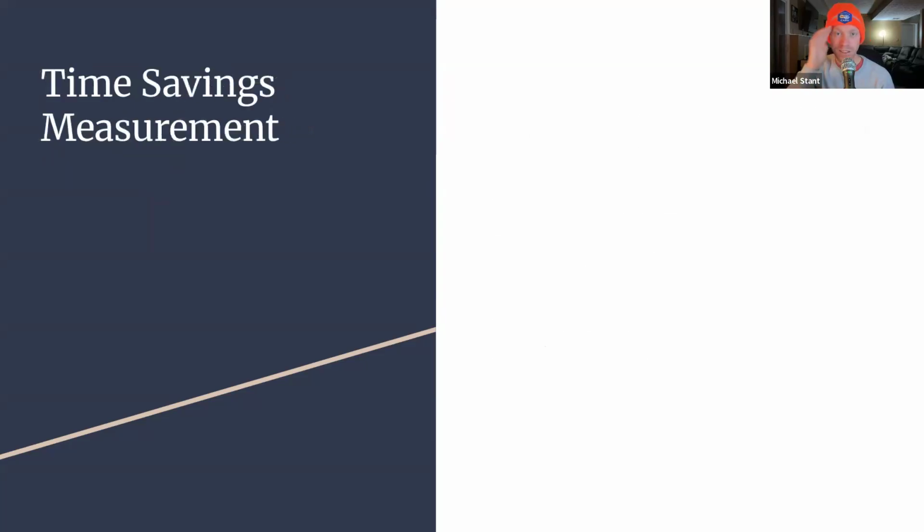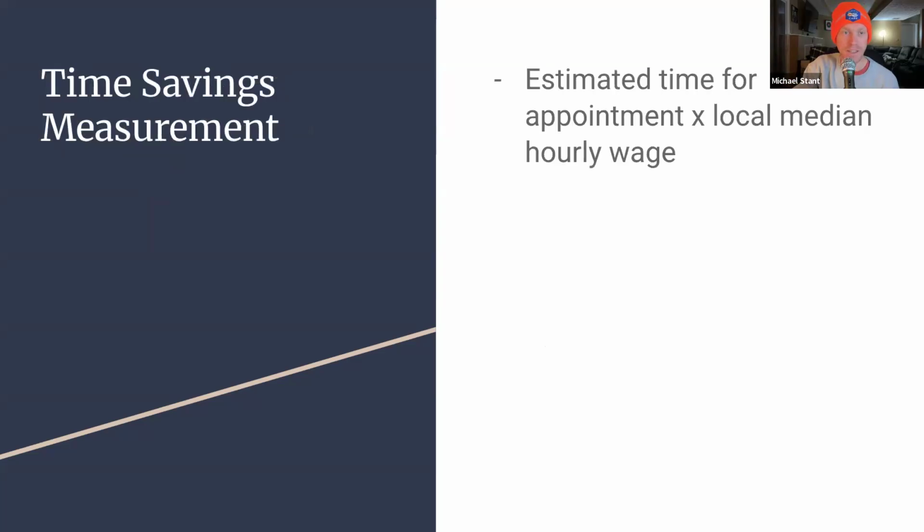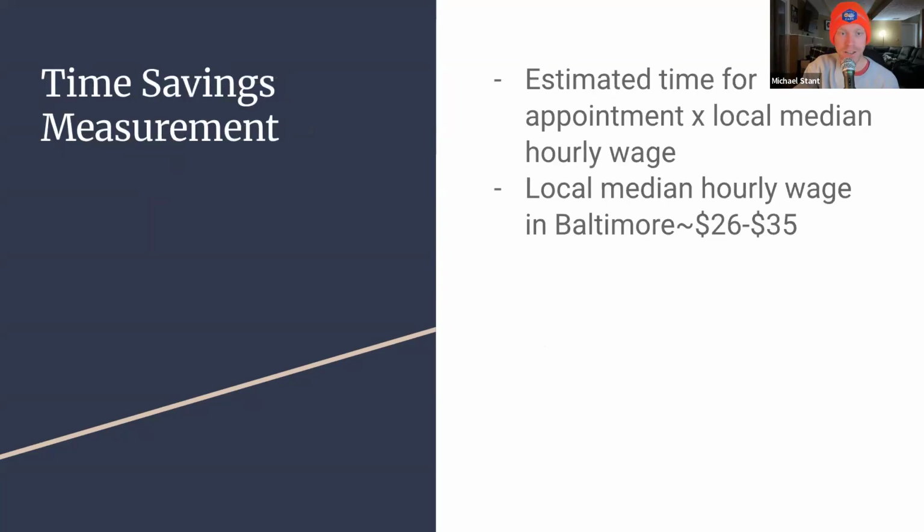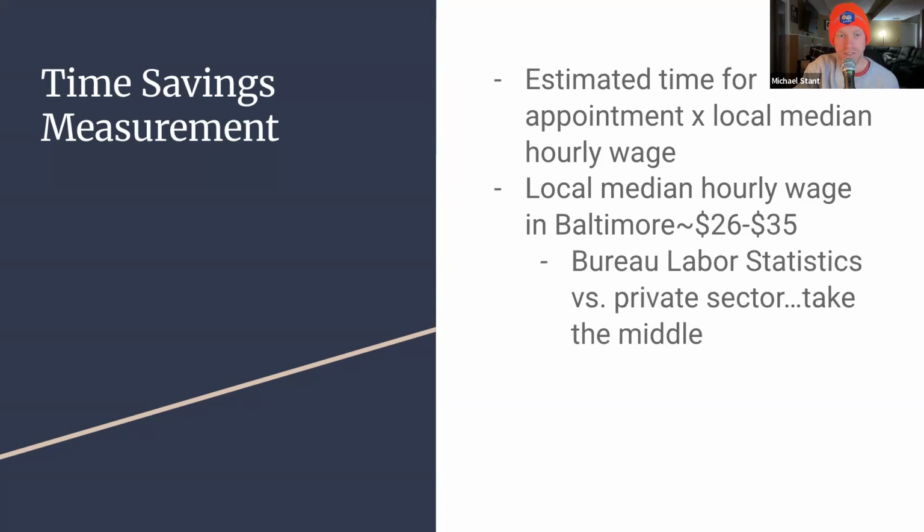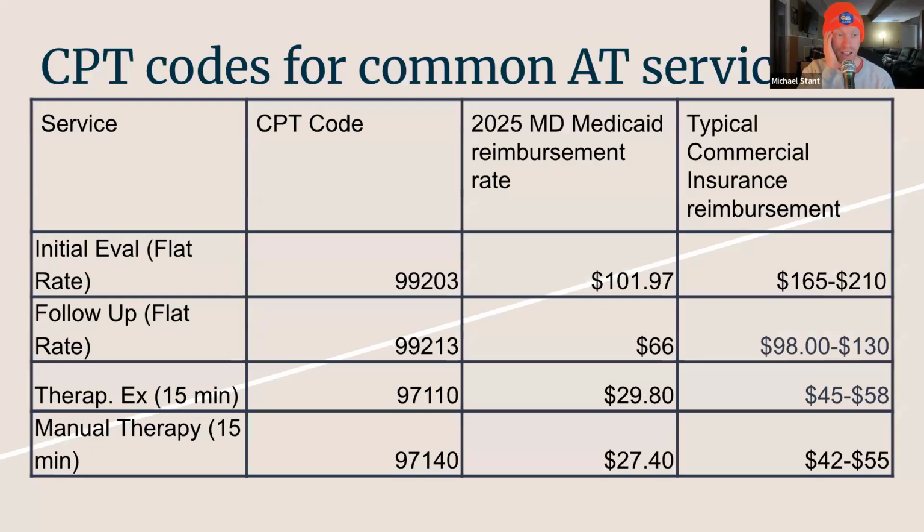So, the time savings measurement: estimate the time for the appointment times the local median hourly wage. In Baltimore, it's between 26 and 35 dollars. It depends on whether that's the Bureau of Labor Statistics, which is actually 35, or the private sector, which has it at 26. So these are the common CPT codes that I use.